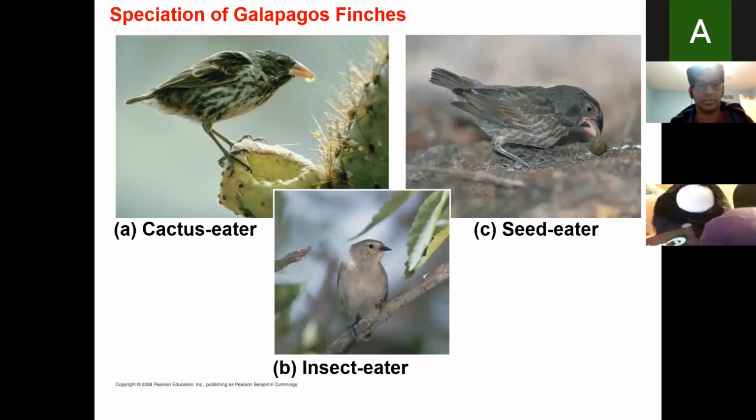As you can see here, these finches look relatively similar, but they all have slightly different traits. For example, this one has a bigger beak, this is slightly smaller, and this is the smallest. For a seed, you need a strong and big beak to break it, but for an insect, you would not need that. So Darwin observed that the one that's eating the seed has a bigger beak, but the one that's eating insects has a smaller one.